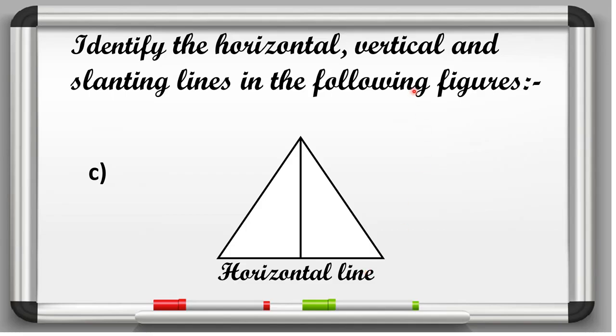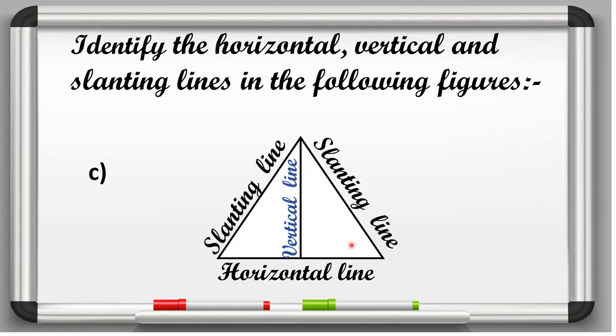Understood, beta? Now we have to write the vertical line. So here this is the vertical line, okay, because this is the standing line. So here we will write vertical line. Now we have to find out slanting lines. So slanting, this is the slanting line, and again this is the slanting line. So we will write here slanting line and again slanting line. Understood, beta?